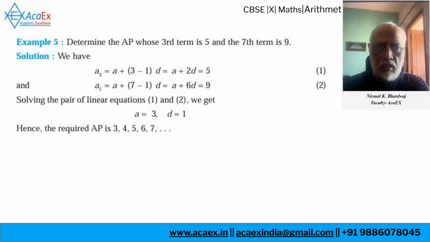Example 5. Determine the AP. Let's determine the AP whose third term is 5 and seventh term is 9. We can set up two linear equations. The third term gives us a plus 2d equals 5. The seventh term gives us a plus 6d equals 9. Solving these equations gives us a first term, a, of 3 and a common difference, d, of 1. Therefore, the AP is 3, 4, 5, 6, 7, and so on.